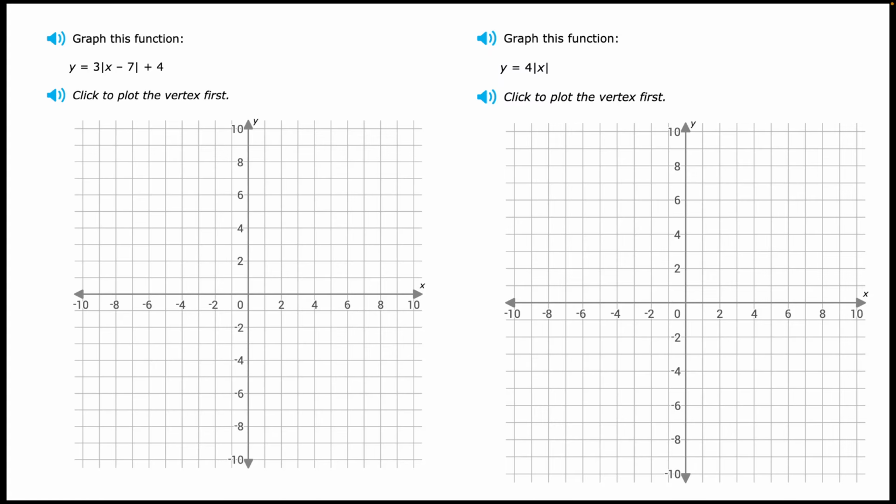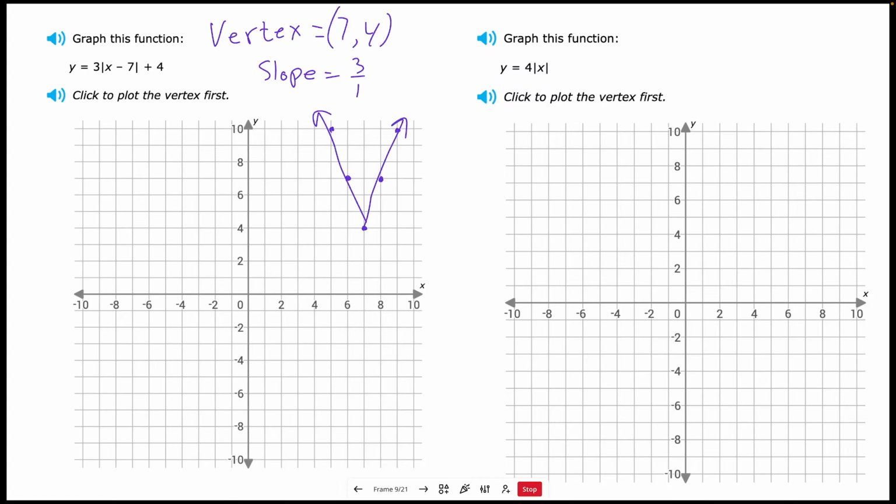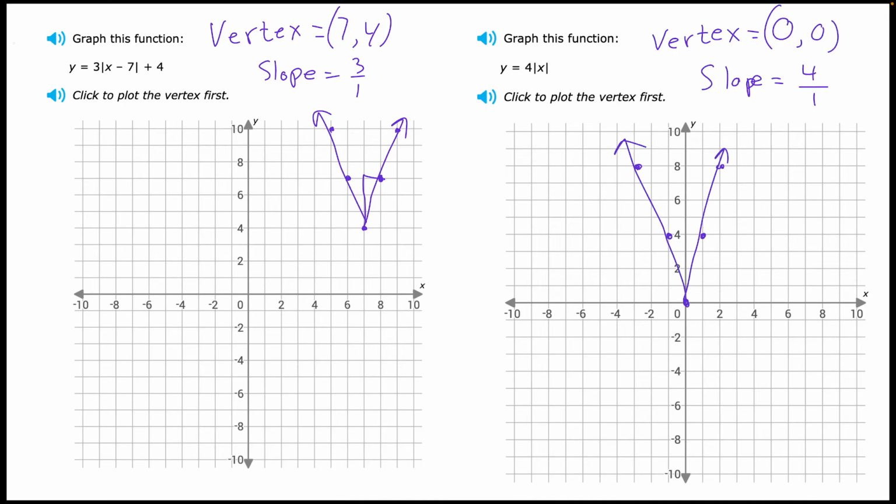Okay, now that you've had time to work these problems, let's check your solutions. Okay, for the first problem, here is your vertex, 7, 4, and we should have graphed it with a slope of 3 over 1, right? So up 1, 2, 3, up 1, 2, 3, and over 1, and then you can repeat that process. And for the second problem, vertex is 0, 0, and the slope is 4 over 1, and so here is your graph.